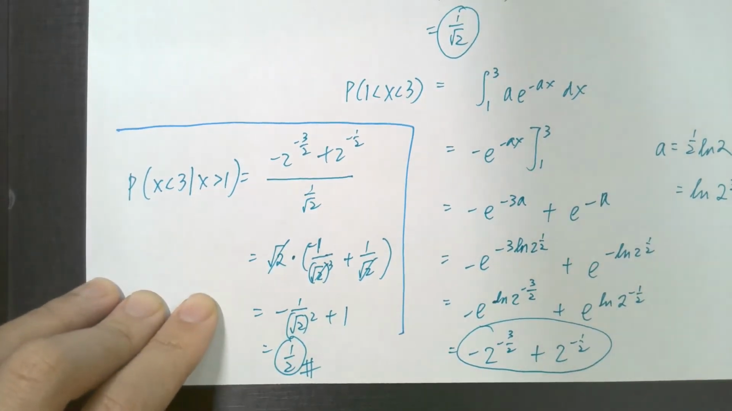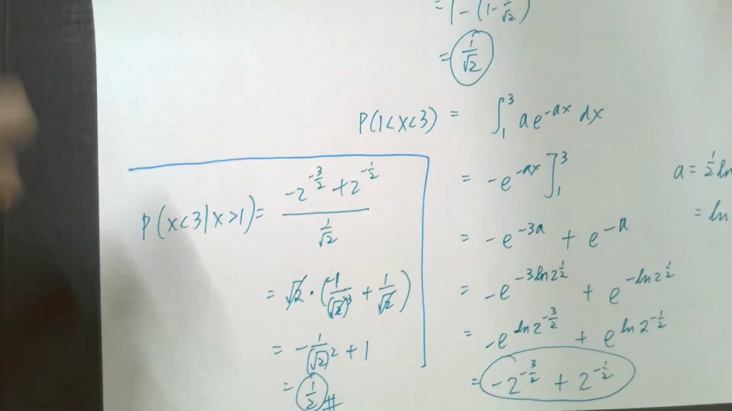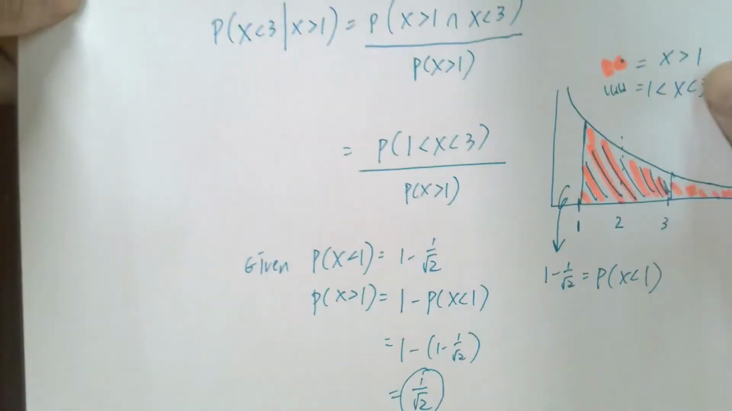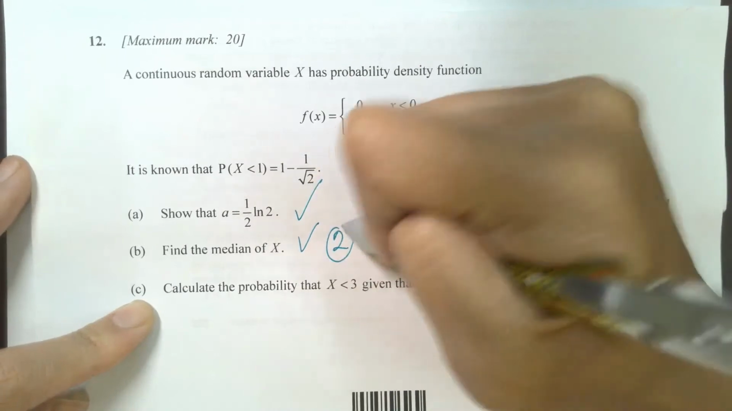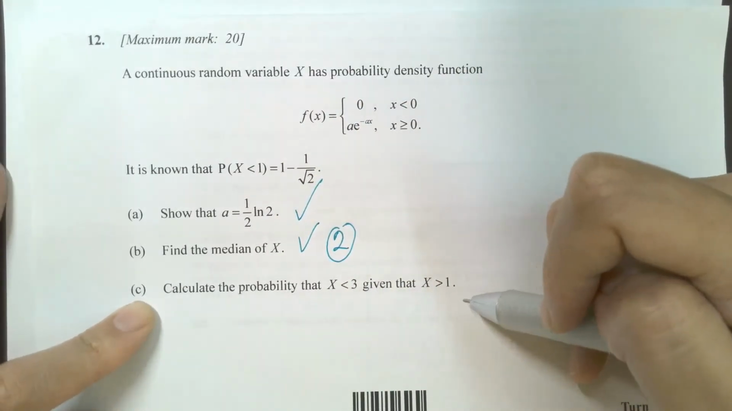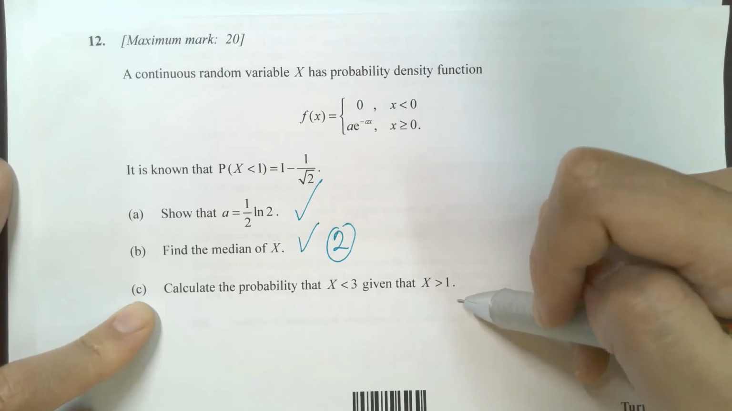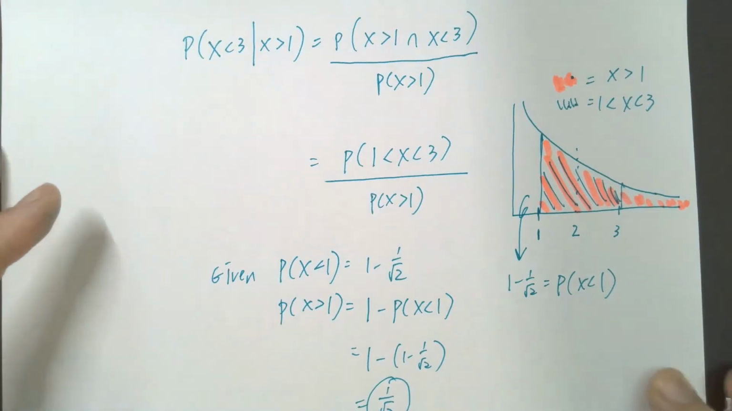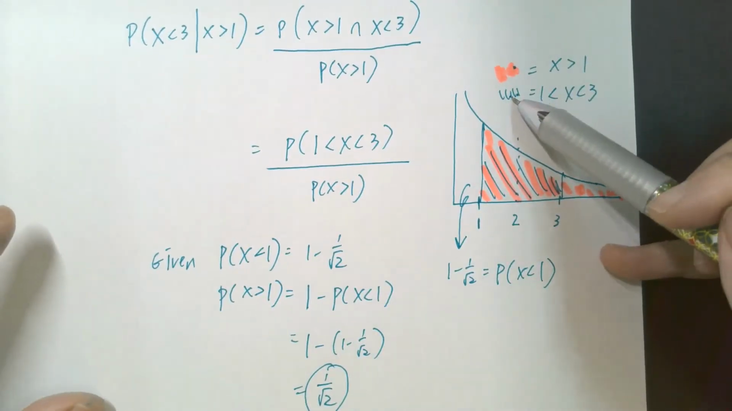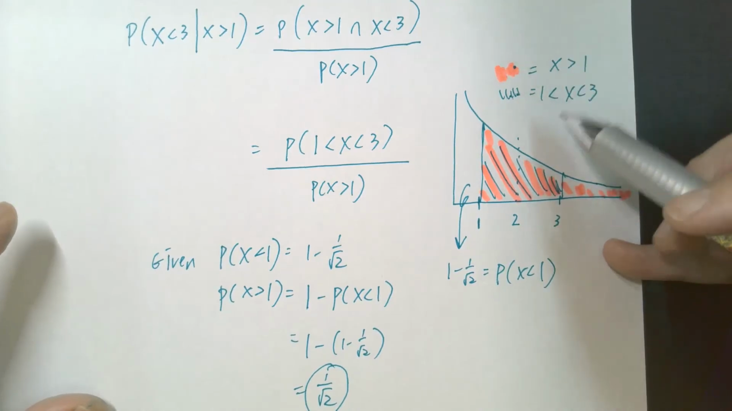There's something I do want to mention, which is completely extra and not in your syllabus. So let me just write down our solution. We've done this, we've done that. The answer is 2, and the probability that x is less than 3, given that x is bigger than 1, is going to be 1/2, right? So what we've learned is that this blue area divided by this red area should give you 1/2, right? Now let's do something special, which is out of your syllabus, but it actually is quite interesting.